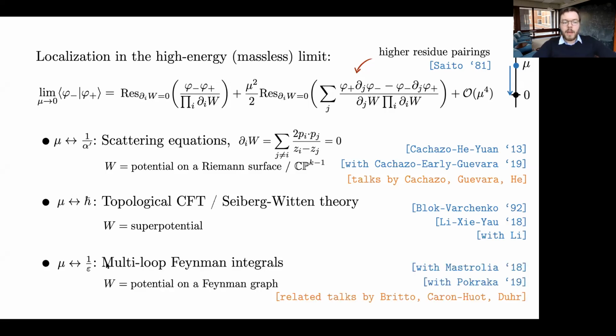And lastly, we have a case which is very interesting for multi-loop Feynman integrals. In this case, instead of mu, we consider 1 over epsilon, where epsilon is the Dirichlet parameter. And the potential W now is a potential on a Feynman graph instead of a Riemann surface, at least in one interpretation. And we'll hear more talks on related topics by Brito, Karan Watt, and Dur today and tomorrow.